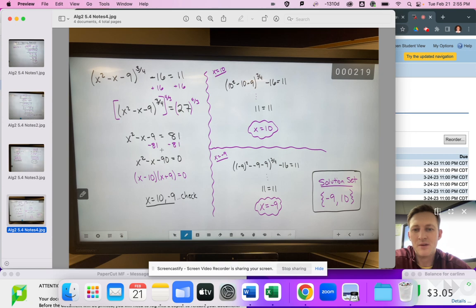So we want to move this 81 over to get 0 before we factor: what multiplies to negative 90 and what adds to negative 1. Boom, right there, we get 10 and negative 9. Got to check our answers, of course. They both work. So our solution set would be two different answers. We would write it with a comma in between.